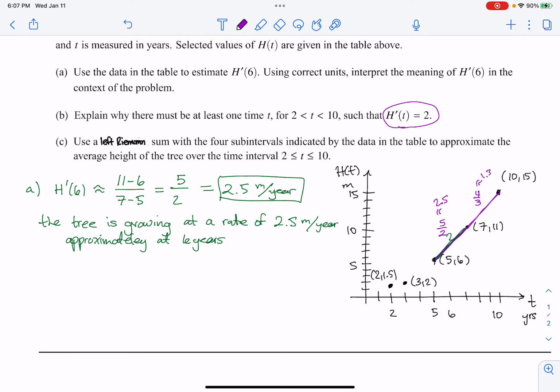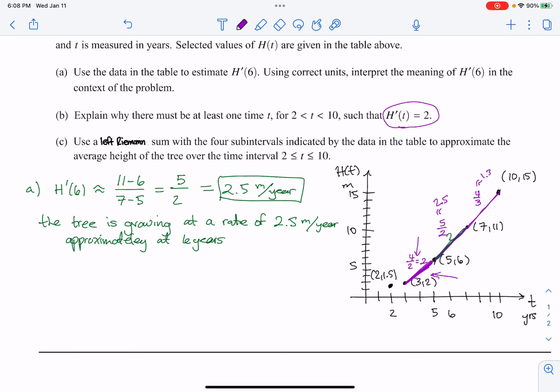Let's see if we can check some other places here. What about this guy right here? 6 minus 2 is 4. 5 minus 3 is 2. Oh my gosh. That's a slope of 2. Right here. That's it. Right.